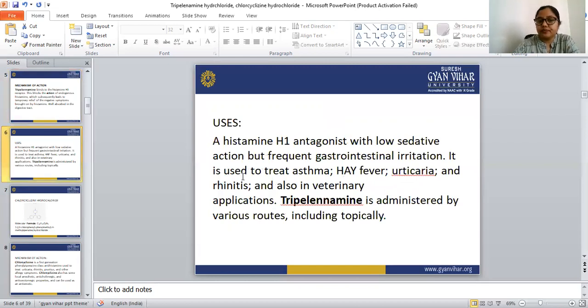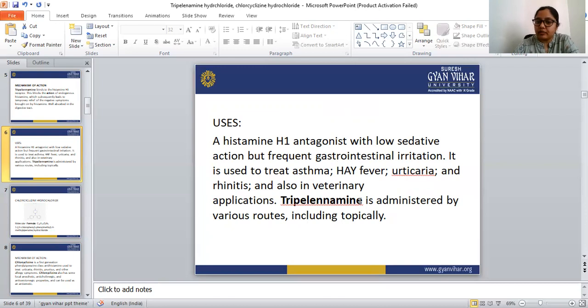What are the uses of triplenamine? It is a histamine H1 antagonist with low sedative action but frequent gastrointestinal irritation. It causes gastric irritation, but it shows less sedative action. It is used to treat asthma, hay fever, urticaria, rhinitis, and also in veterinary applications. It is also used in animals.